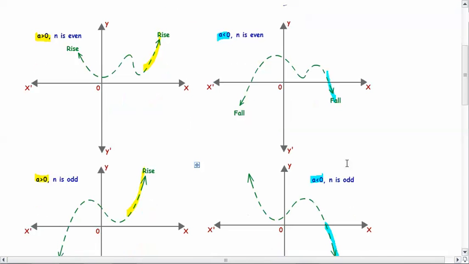When n is even, you'll notice what happens is that our left end behavior matches our right end behavior. So for a is greater than 0, our right end behavior was a rise on our right end. And when n is even, then we're going to get a rise on our left end behavior. For a less than 0, we know we have a fall on the right end. When n is even, we're also going to have a fall on the left end. So it's going to match.